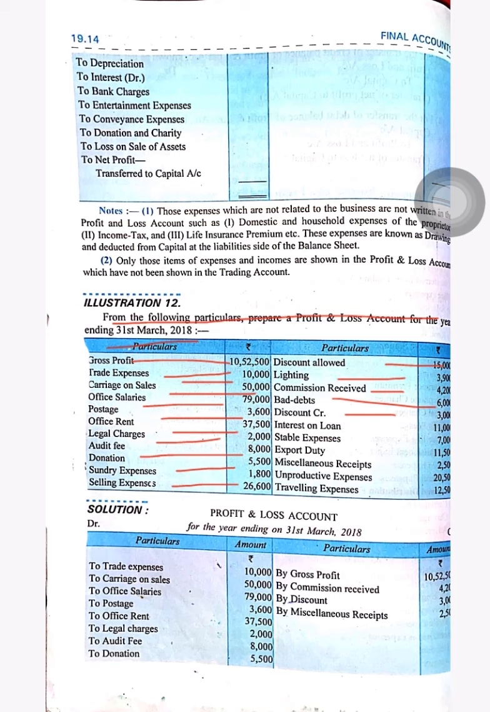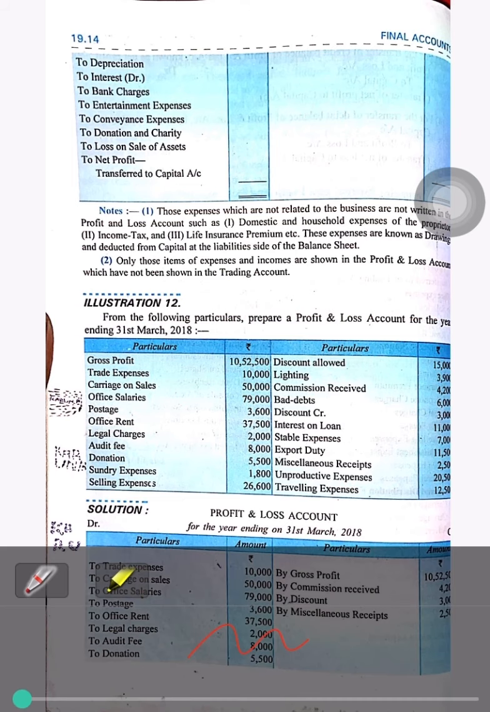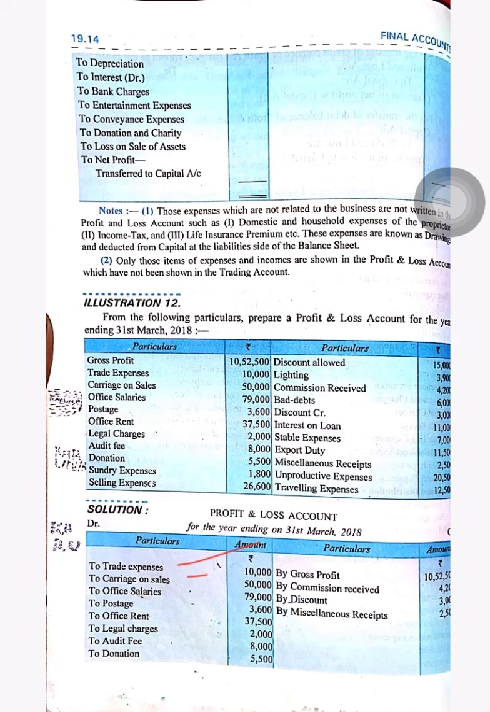Interest on loan, debited. Stable expenses, debit. Export duty, debit. Import duty will be in trading account, not here. Miscellaneous receipt, credit. Unproductive expenses, debit. Traveling expenses, also debited. Okay, so these are the amounts. Trade expenses, as I have already discussed, carriage on sales, everything, all the expenses will be debited, and gross profit credit, commission received, discount, and miscellaneous receipts. These amounts will be credited.